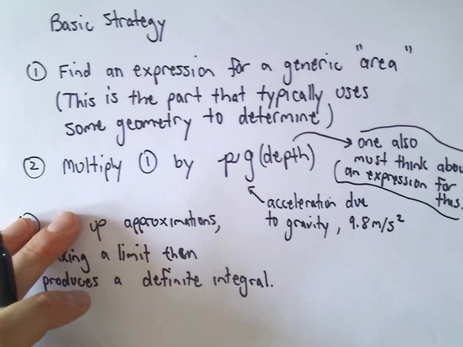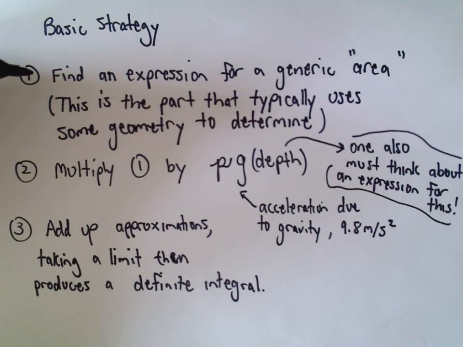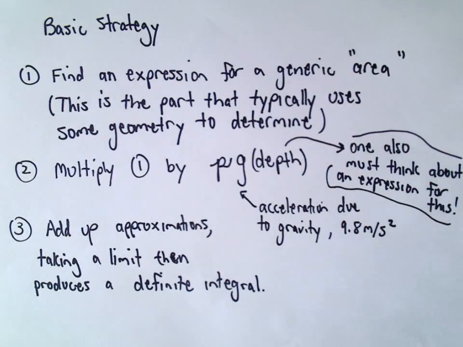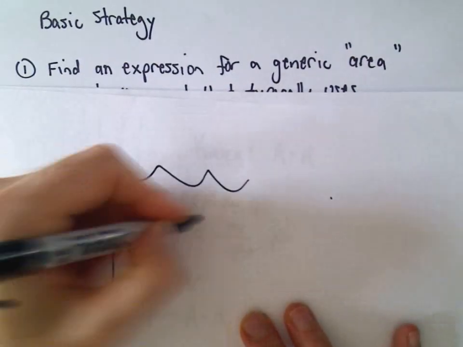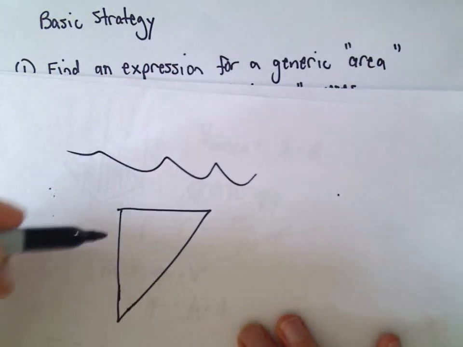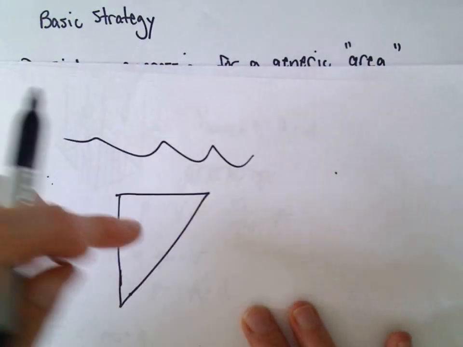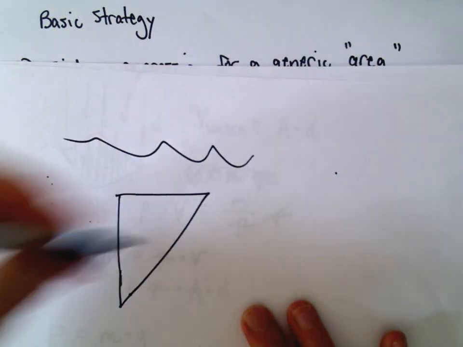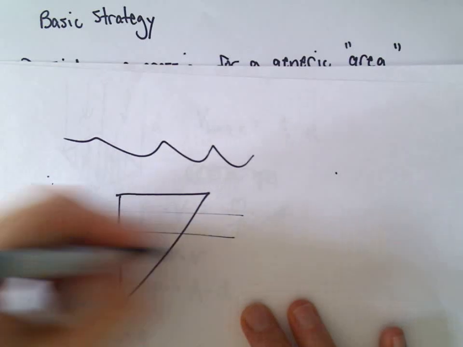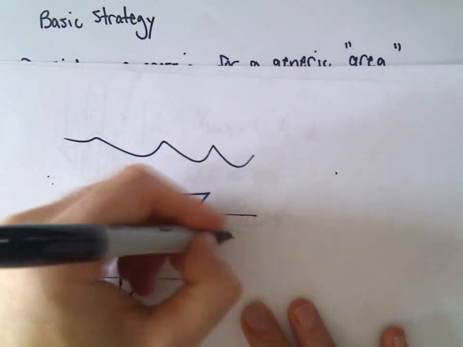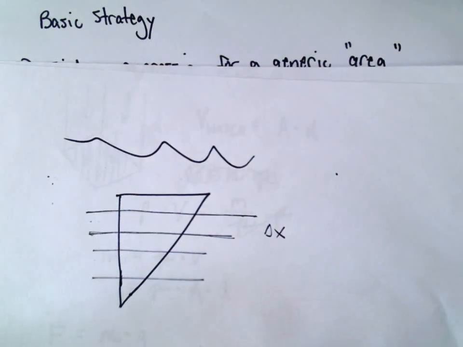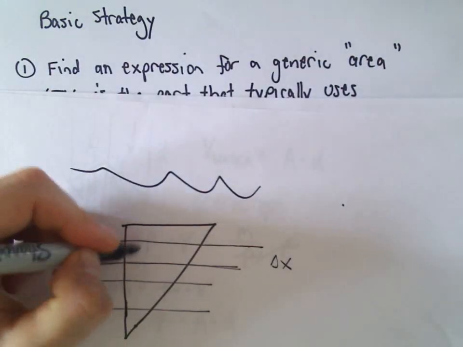So the general idea on these problems, the way that we do these, I made a little basic strategy here, and hopefully this will make more sense in a minute. What we're going to do is find an expression for a generic little area. I'm going to do a problem in a second where we've got a little triangular plate underneath the water. The first thing you do is chop the plate up. I want to figure out how much force is on this horizontal plate, so we're just going to chop it up into n pieces, each one of a height of delta x.